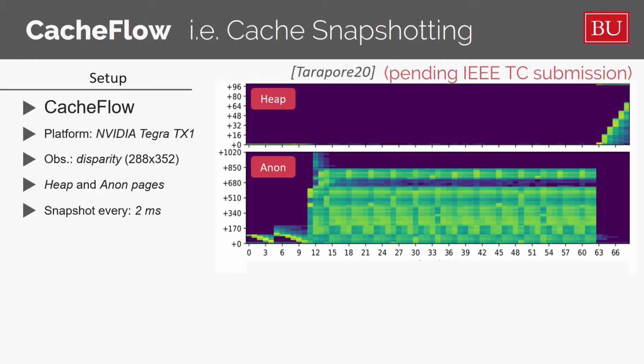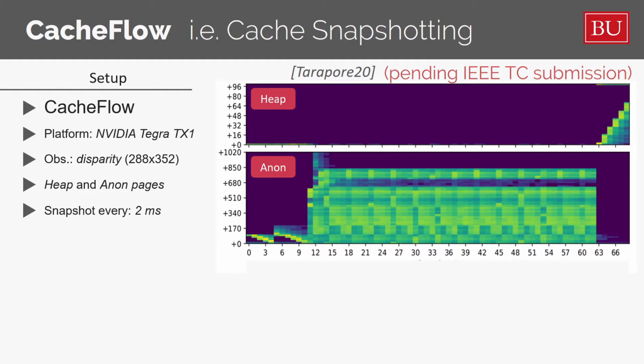And if we have a dark blue color, essentially that means that no lines of that page were found in cache during the snapshot. And instead, a bright green color means that almost all the lines, or potentially every single line of that page, was found in cache at the snapshot. And so this allows us to build essentially a heat map that describes which pages are being touched by the application as its progress proceeds.